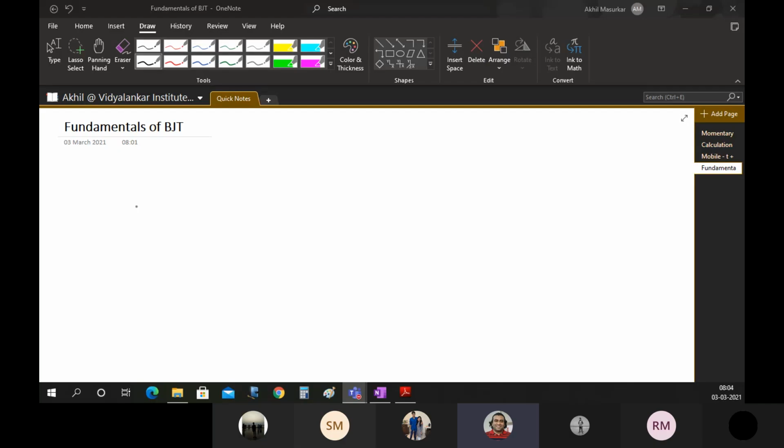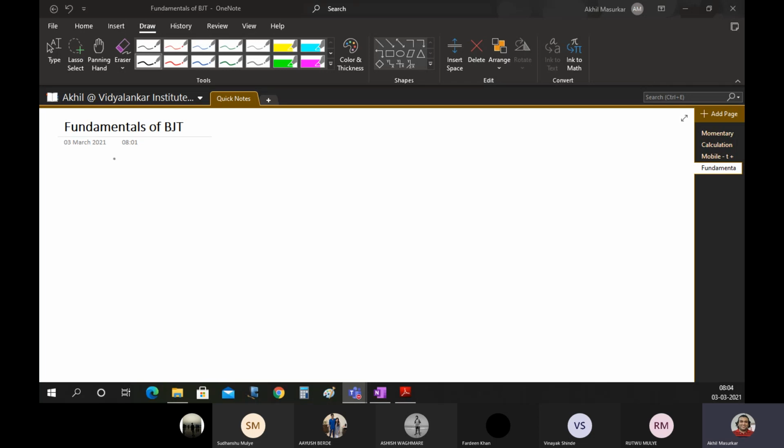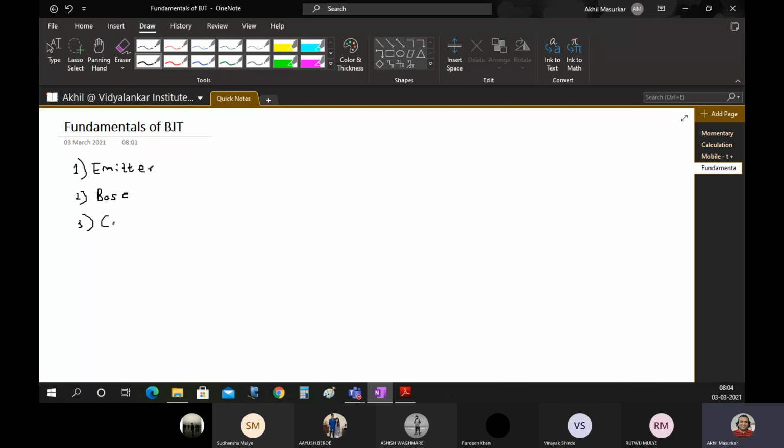In the last class we saw the BJT structure. So BJT has got three terminals, that is emitter, then second one is base, and third one is collector. So there are two junctions formed. So we call that as J1 and J2.